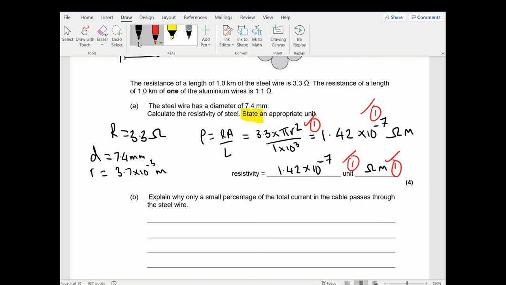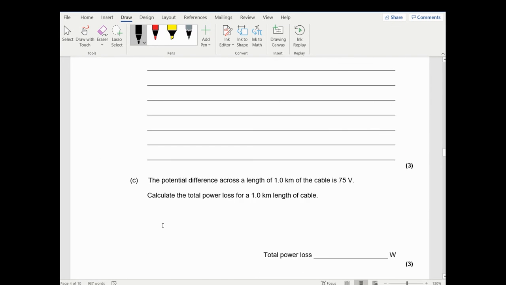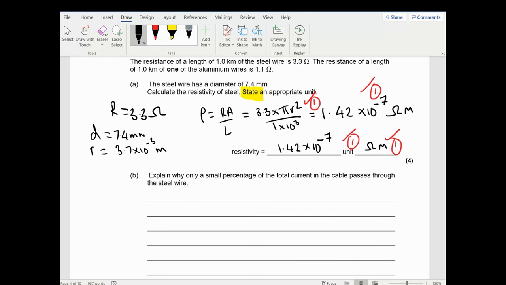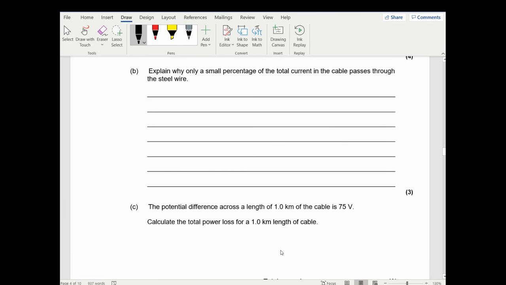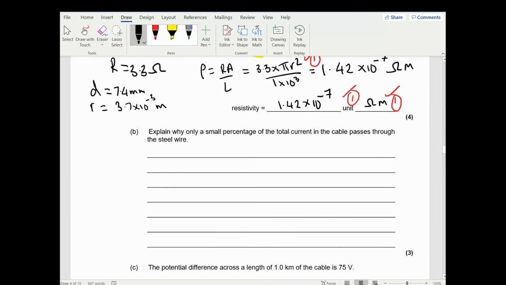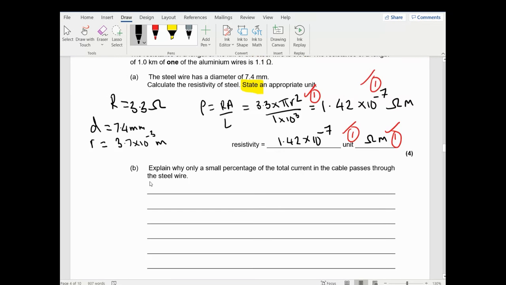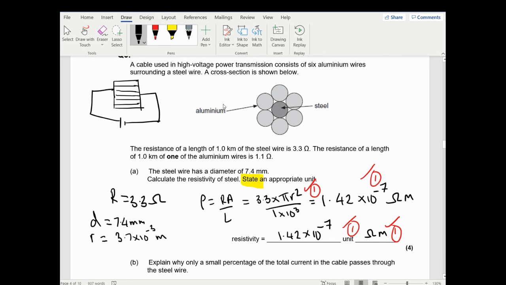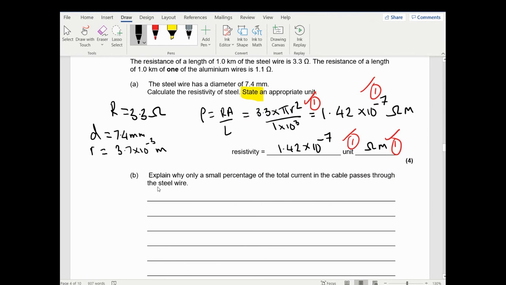Now, this is an explain why only a small percentage of the total current passes through the steel wire. Okay, so this is a 3-mark question, and it's all to do with the diagram I drew here. So I have 7 wires it could go down. 6 of them have a resistance of 1.1, and 1 of them has a resistance of 3.3. So there's 2 factors why only a small amount of current goes down the steel wire.